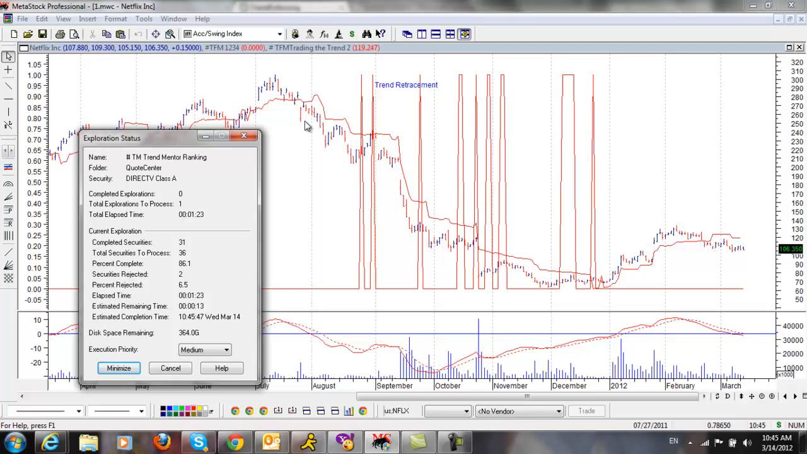This exploration is taking a little bit longer than I thought. I guess I have too many windows open, but we're almost there. And again, the reality is there are times you get into these huge trends that you can make a lot of money on. And that's what we want to do. We want to trade with the trend. And as you can see, we traded with the trend.